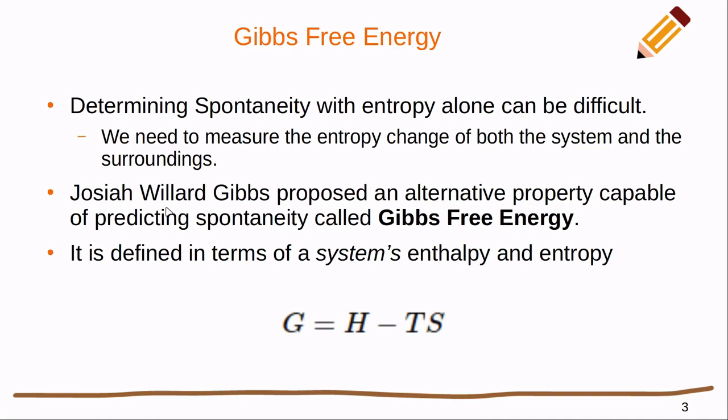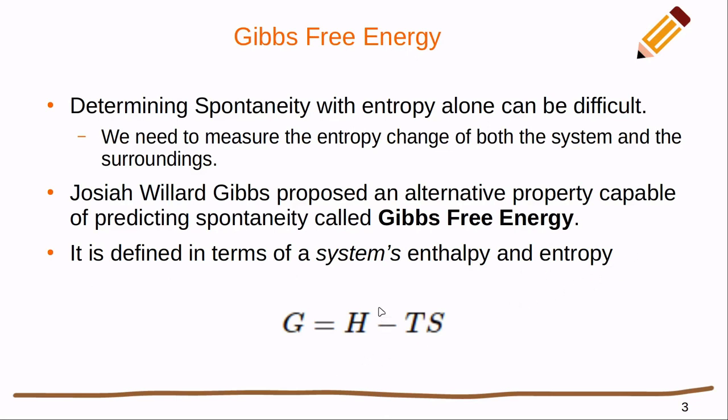But this was all actually simplified by a guy by the name of Josiah Gibbs, and he proposed an alternate property capable of predicting spontaneity called the Gibbs free energy. It is defined in terms of the system's enthalpy and entropy.